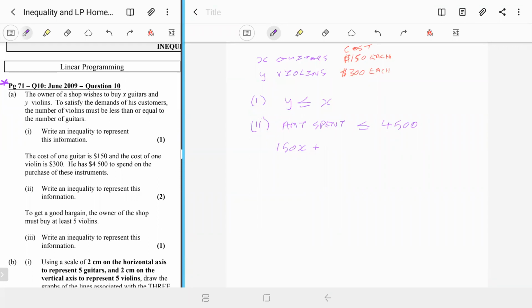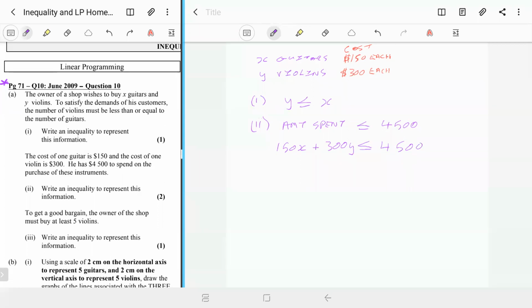300Y. Good. So that's the amount of money that he spent. This is the total amount that he spends. He spent 150X for all the guitars, and he spent 300Y for all the violins. And that total amount that he's spending has to be less than or equal to the amount that he has in his pocket. That's your inequality.